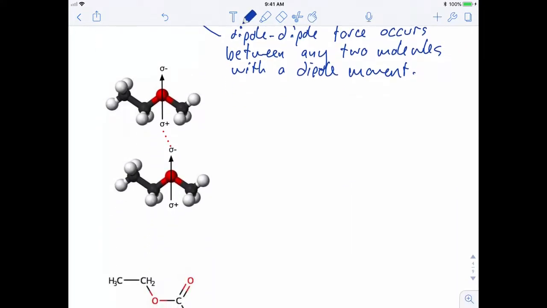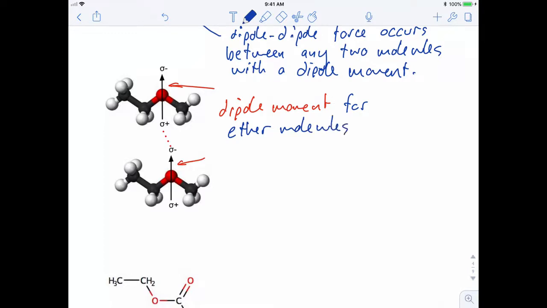Here's another organic molecule. So this is an ether, and this ether has a dipole moment, and that dipole moment exists because of the asymmetrical arrangement of two bond dipoles. The carbon-oxygen bond on either side of that oxygen is a polar bond. They're not arranged symmetrically. Therefore, for methoxyethane, there is a permanent dipole.